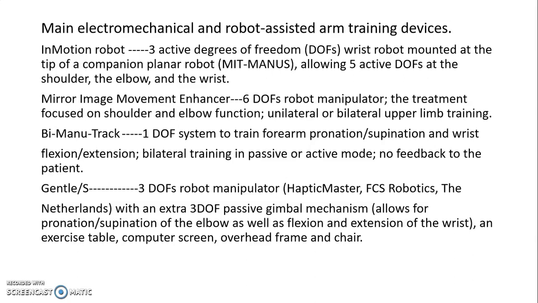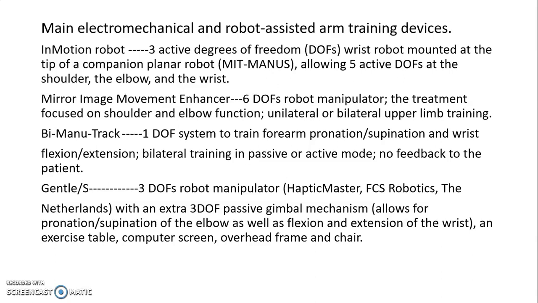Mirror image movement enhancer: a 6 degrees of freedom robot manipulator. The treatment focused on shoulder and elbow function, with unilateral or bilateral upper limb training. Here the degrees of motion are more. The shoulder and elbow together have 6 degrees of freedom, so I think here they are combining both the shoulder and elbow degrees of freedom.